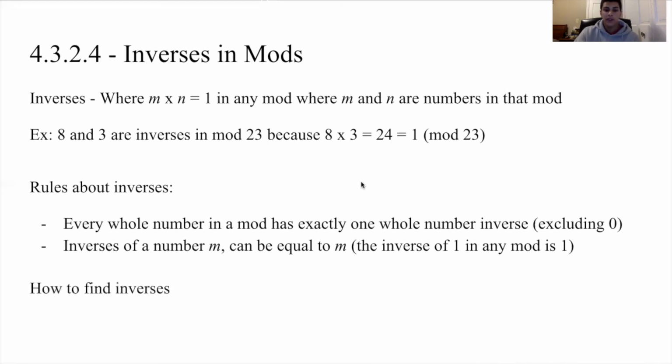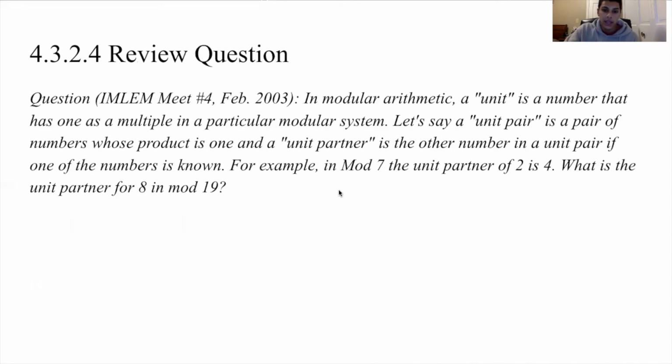And then the way we find inverses is similar to the way we simplify algebraic expressions. We figure out what numbers will simplify to 1 in whatever mod you're talking about, and figure out if the number that you're trying to find the inverse of multiplies by another whole number to get to that number that simplifies to 1, in order to find the inverse of that number. And finally, we did a review question about inverses where we found that the inverse of 8 in mod 19 was 12.